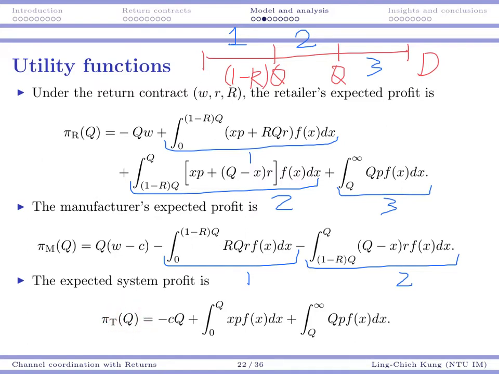So from outside of the system, for example, from the consumer's perspective, consumers only care about the order quantity or the inventory level, and that inventory level is going to determine the system profit. It's just one newsvendor profit function.